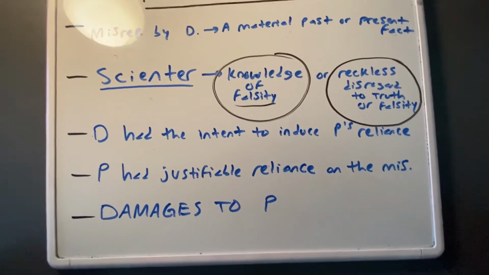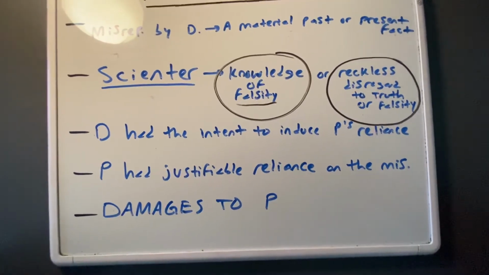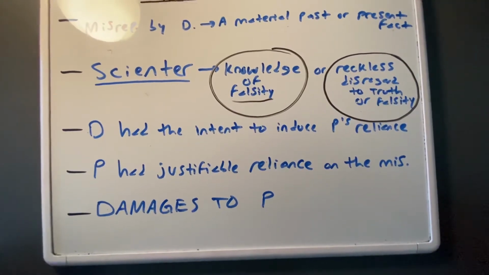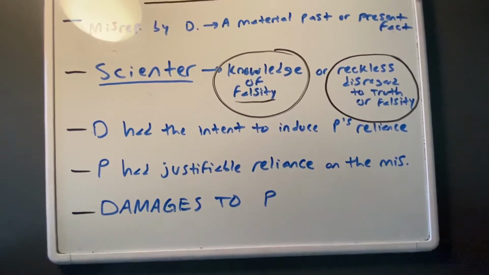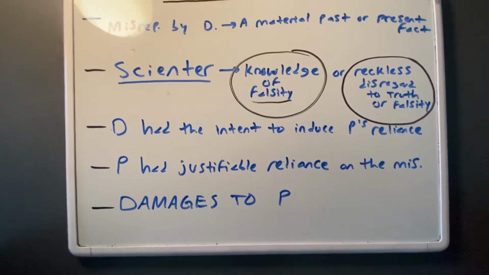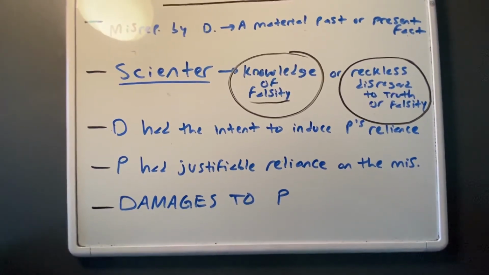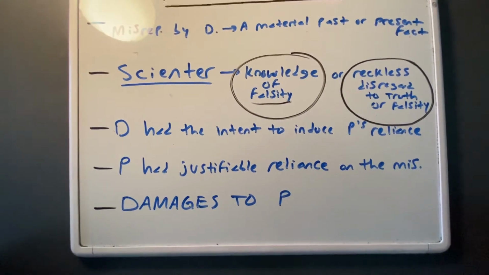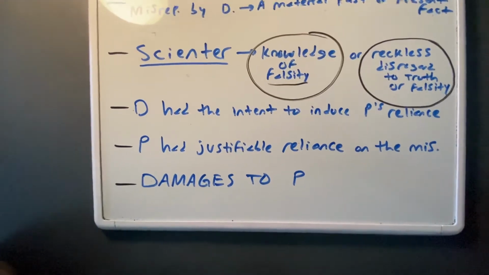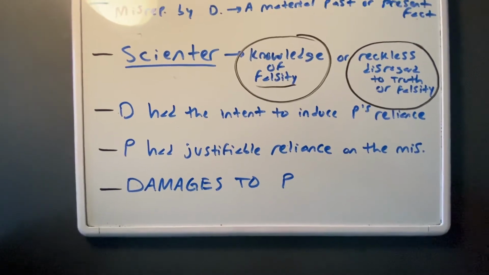Basically, the defendant being very careless in trying to figure out whether the material fact given to the plaintiff was true or false. So either or is very critical here. That is what scienter gets into. That's really where the defendant intentionally makes a statement of past or material fact that is false to the plaintiff. That's scienter. Element number 3 is that the defendant had the intent to induce the plaintiff's reliance.